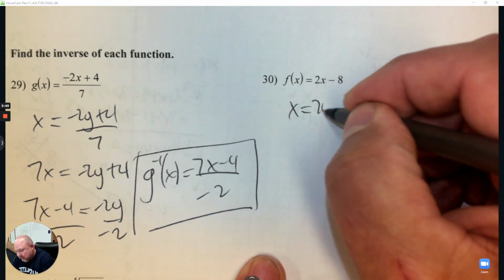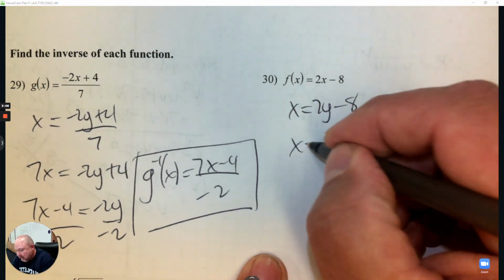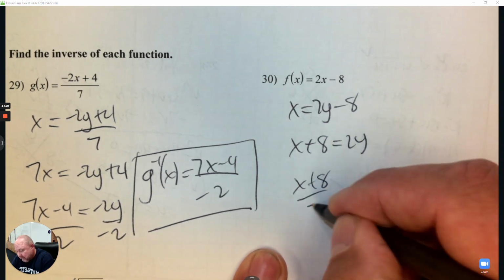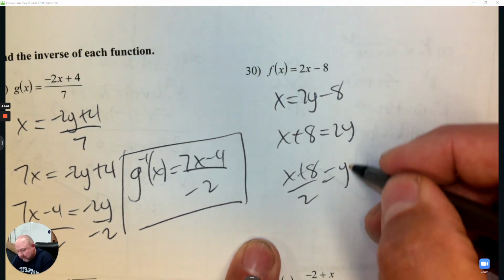Here we're going to go x equals. We're going to solve for y. We're going to add 8. And we're going to divide by 2. And that's the inverse.